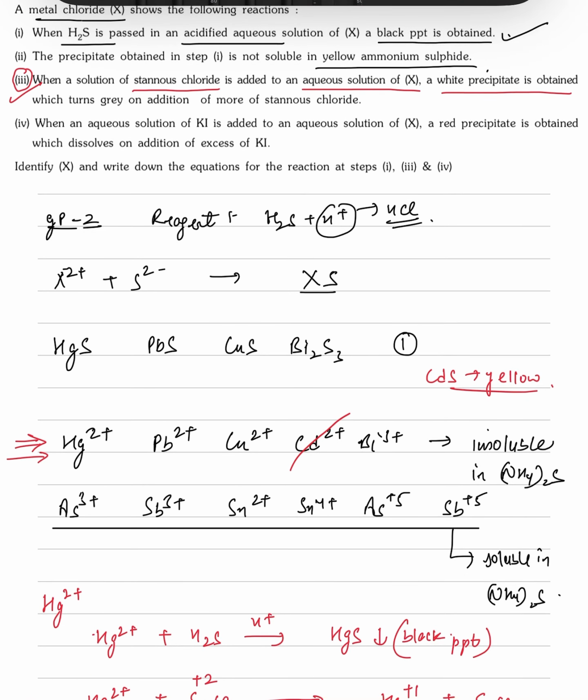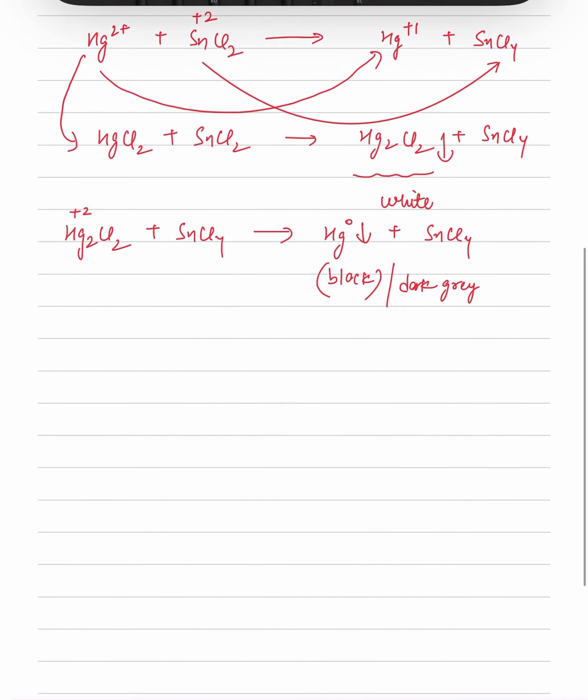Next comes the fourth statement. The fourth statement says when the aqueous solution of KI is added to the aqueous solution of X, that means in this HgCl2 salt, when we add KI, what will happen? Again the same ion exchange reaction takes place and we will get HgI2. The color of HgI2 is scarlet red.